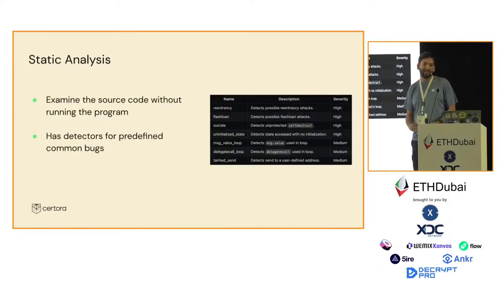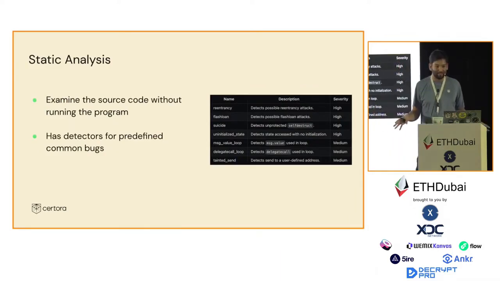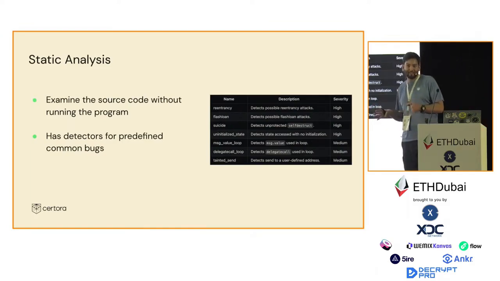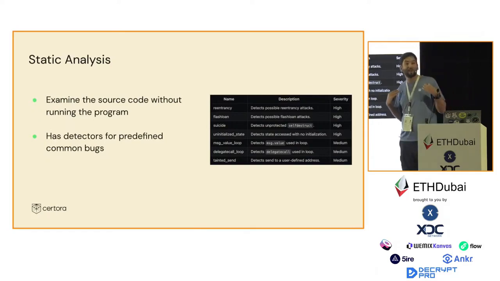Static analysis is the process of looking at your code and examining it without running it, hence why it's static. And how it's done, static analysis tools have a set of detectors that are looking for specific predefined bugs in your code. What does it mean?